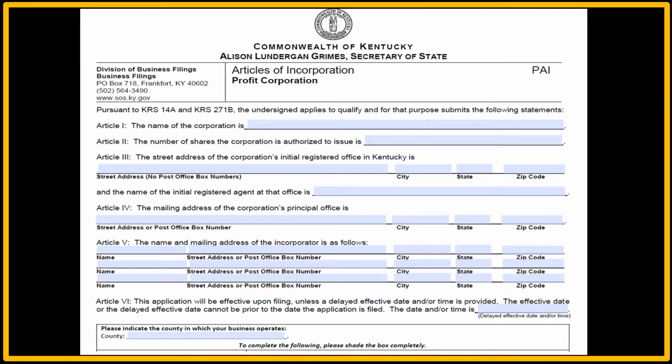The next item we want to look at is the number of authorized shares. This is called authorized shares, authorized stock, or authorized capital. Remember, a corporation will issue stock to its investors, and those investors then become stockholders or shareholders. How many shares of stock will the corporation have that it can issue to its potential investors? This is called authorized stock or authorized shares.